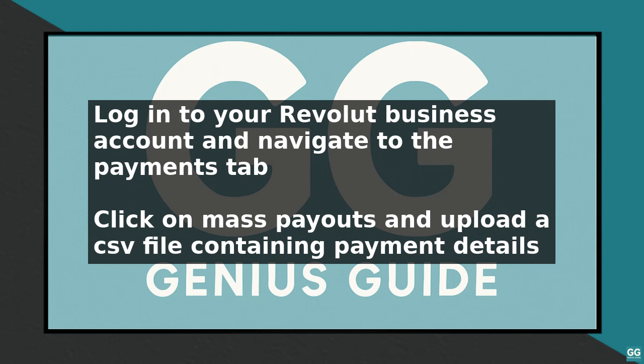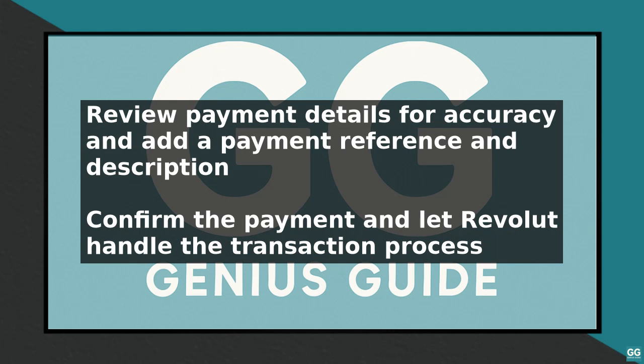Once you have uploaded your CSV file, review the payment details to ensure everything is accurate. You can also add a payment reference and a description to help you keep track of the payments. After reviewing the details, confirm the payment and Revolut will take care of the rest.